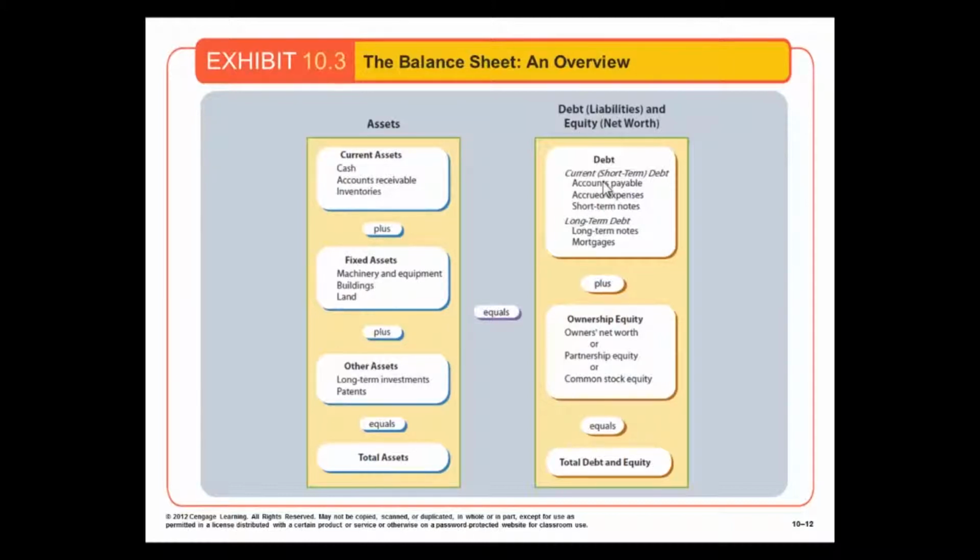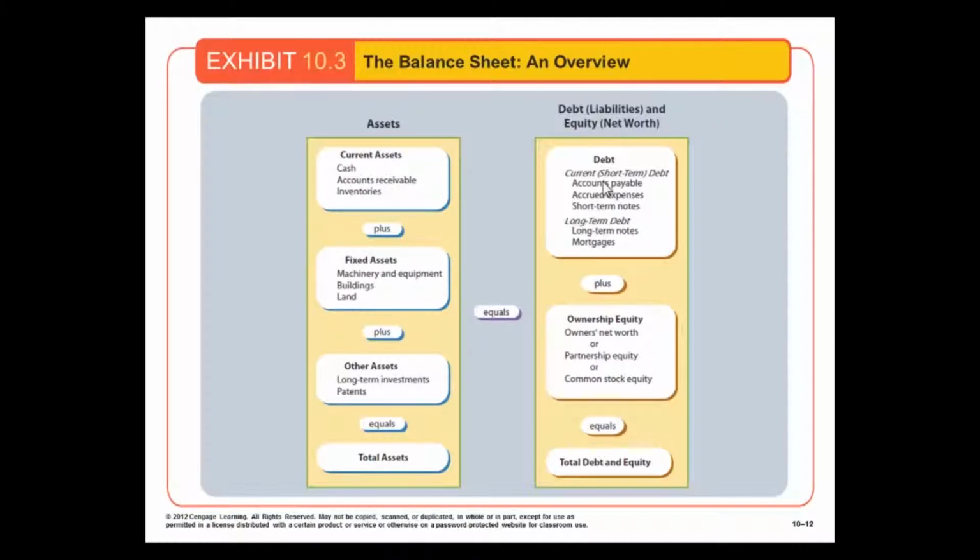And then short-term notes are just notes less than a year long that I make for whatever reason in my company. The long-term liability, or the long-term debt, is any long-term notes or mortgages that I might have outstanding. And then on the bottom side of the liabilities block is ownership equity, and that consists of three components. Well, really two components, I guess. We'll see more details on this in just a minute. It consists of the owner's net worth, or the partnership equity, or the common stock equity.